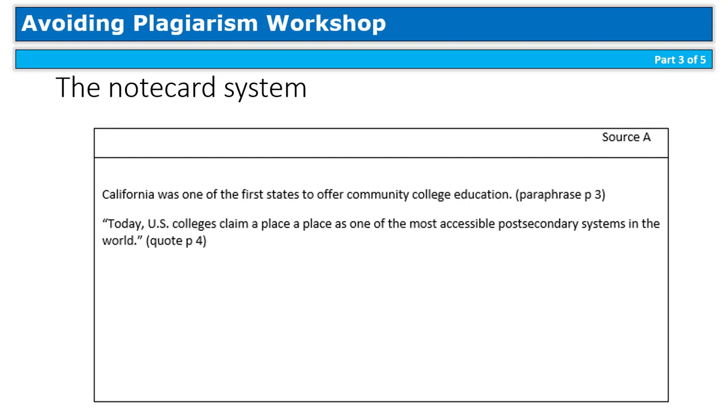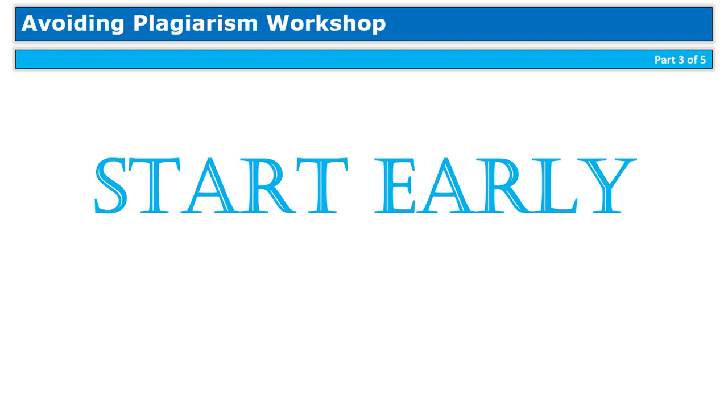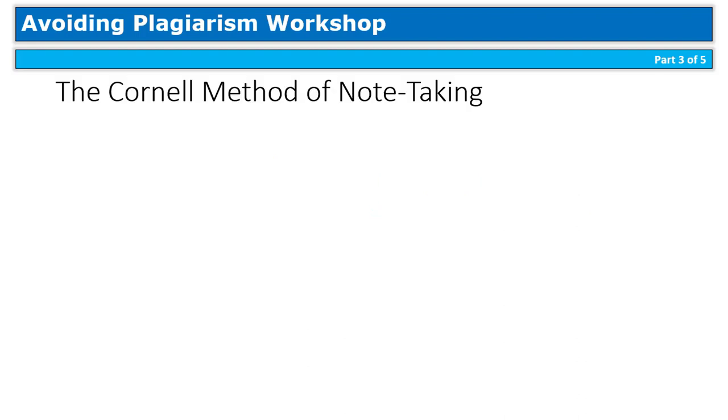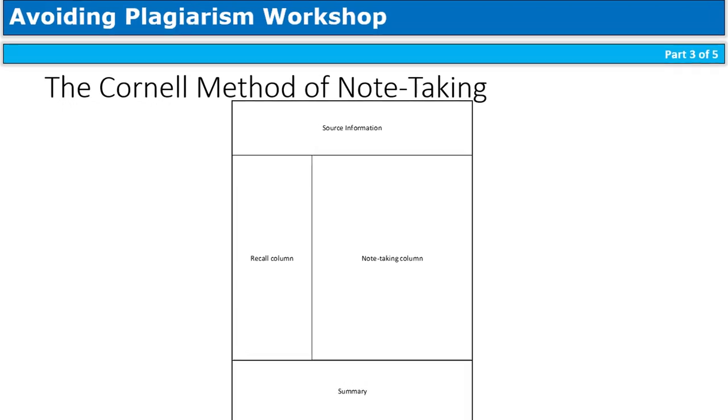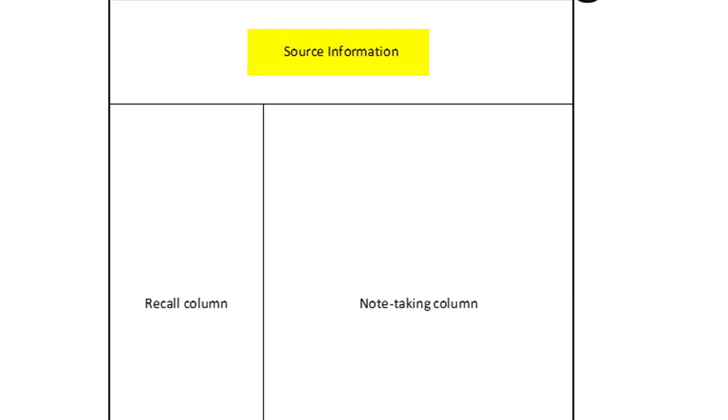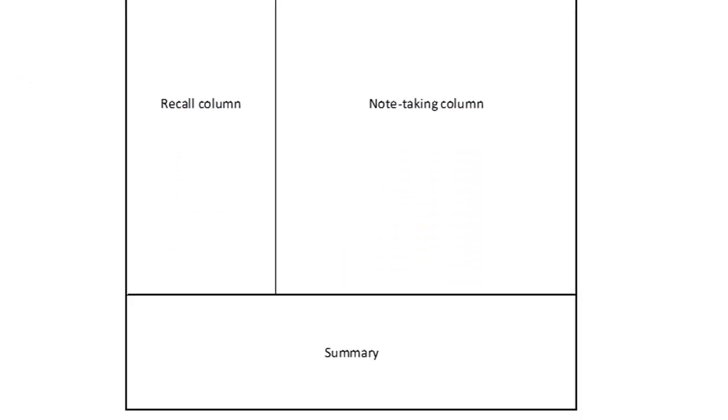How do we avoid plagiarism? Start early. Another effective way to avoid plagiarism during the research process is to use the Cornell method of note-taking. In this note-taking system, you divide a piece of paper into 4 sections: source information, the recall column, the note-taking column, and the summary.